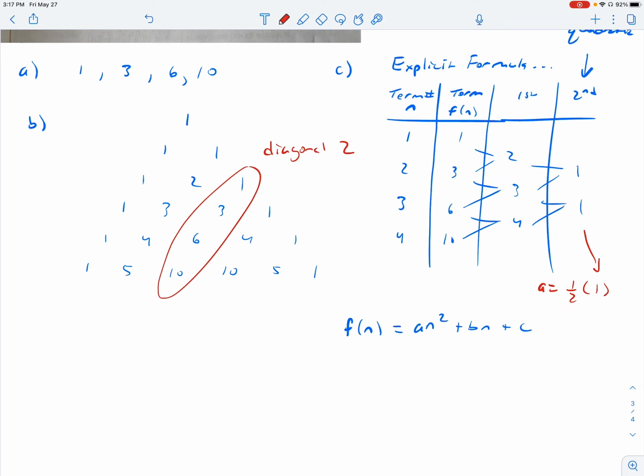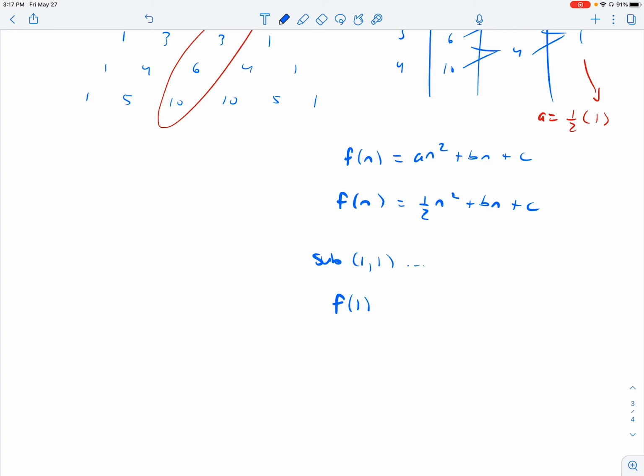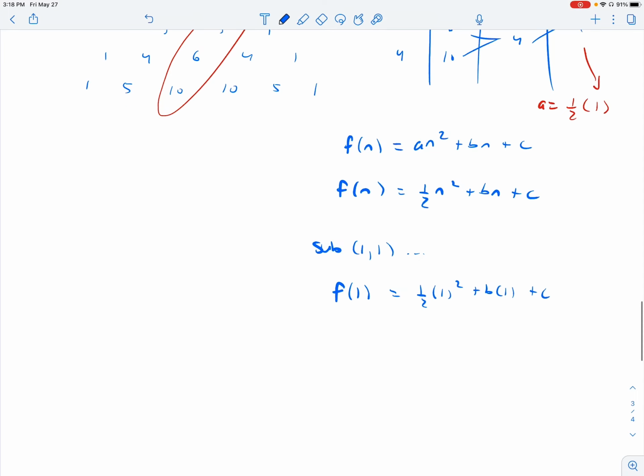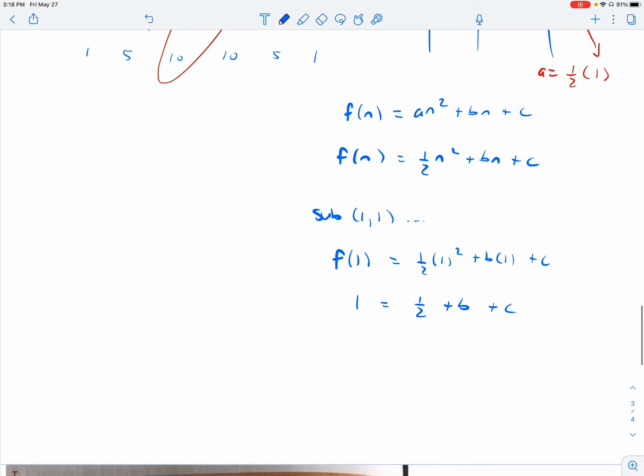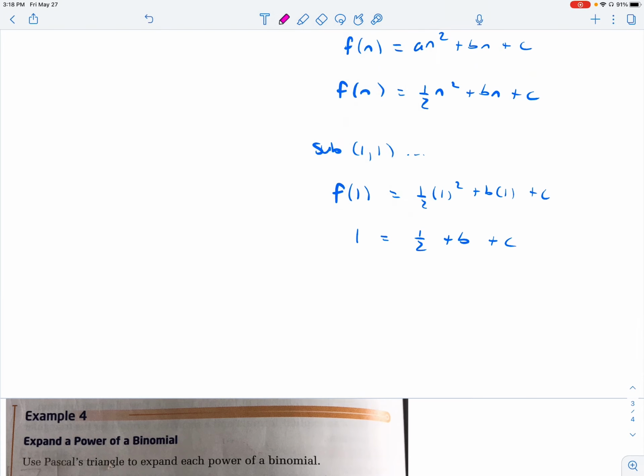Sub in 1, 1. This means f of 1 is going to equal a half times 1 squared plus b times 1 plus c. f of 1 is actually 1. That's the y value. So we'll have 1 equals half times 1 squared, which is a half, plus b plus c. Subtract the half on both sides. So we have a half equals b plus c. I would call this equation A.